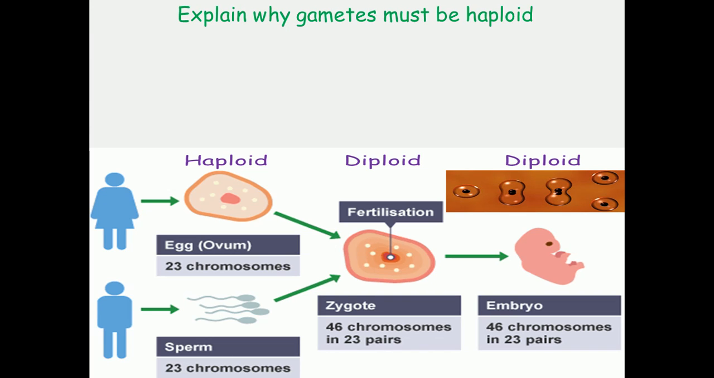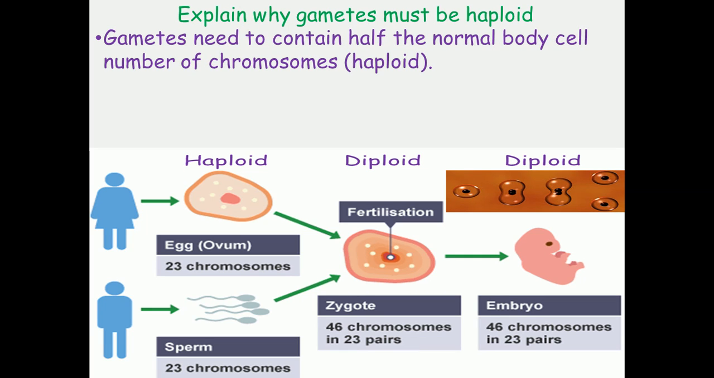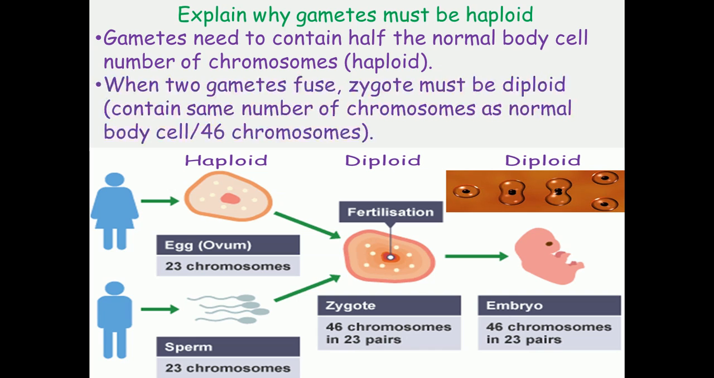So an exam question might be, explain why gametes must be haploid, and the answer is, gametes need to contain half the normal body cell number of chromosomes, so that when you fuse two gametes together, the zygote will be diploid and contain the same number of chromosomes as a normal body cell, which is 46 chromosomes in humans.